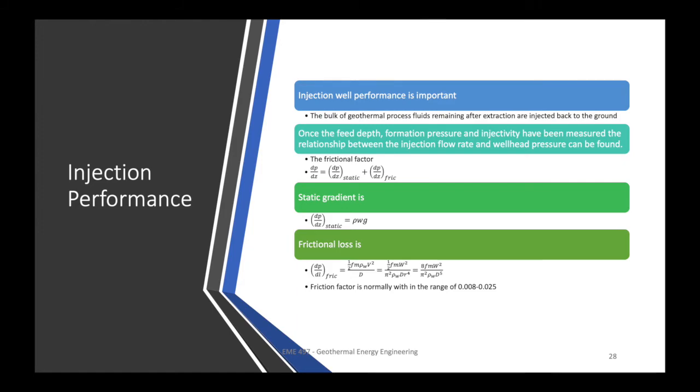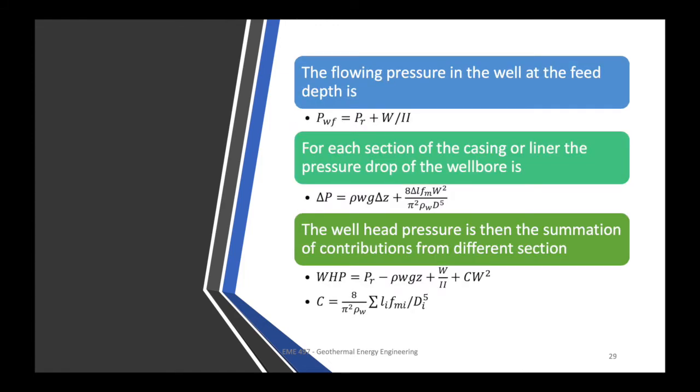One of the equations important to determining this is the friction factor, which is calculated in the equation below. If the static gradient is needed, the equation is also demonstrated, and frictional loss is also seen below. For a geothermal well, the friction factor is normally within the range of 0.008 to 0.025. The equation to determine the flowing pressure in the well at the feed depth is displayed on the screen.